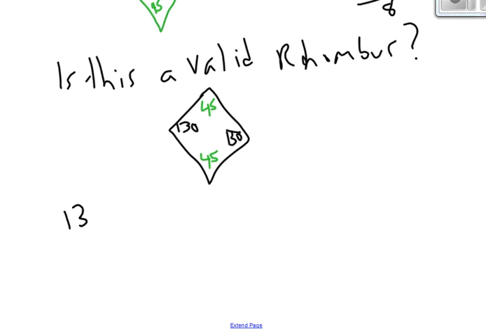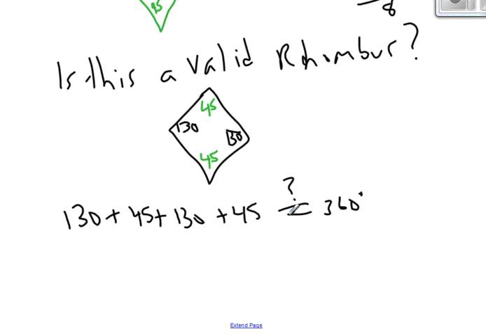So let's check. Does 130 plus 45 plus 130 plus 45 equal 360 degrees? Make sure you don't write just an equal sign. Make sure you say, I'm wondering if it equals. So let's do the math. 130 plus 45 plus 130 plus 45 is 350 degrees. And 350 does not equal 360 degrees.